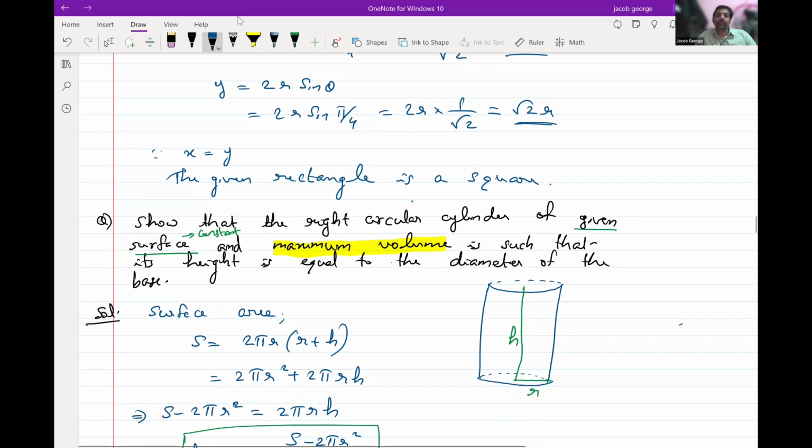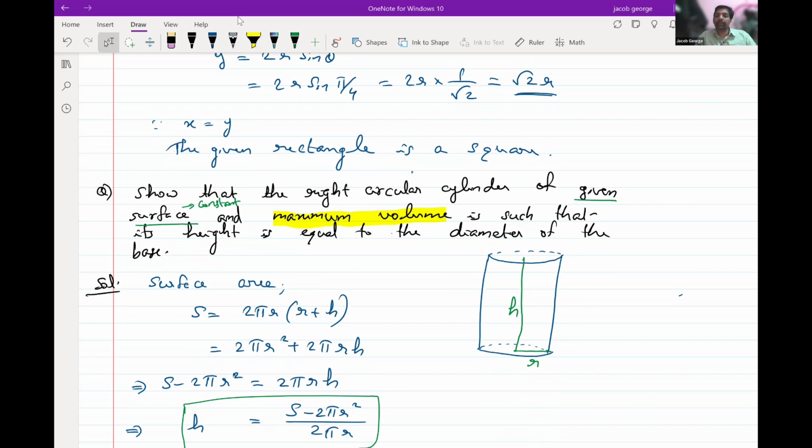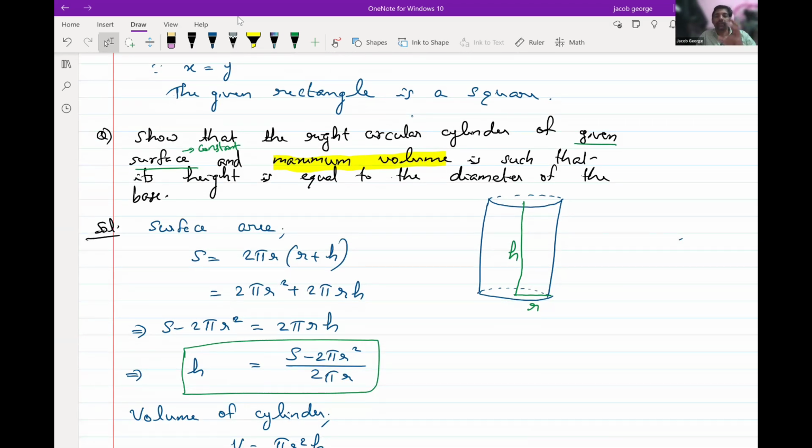So we open the bracket. Here s is a constant and we are trying to write h in terms of s, the constant. So I open the bracket, 2 pi r square plus 2 pi r h. Then I transpose 2 pi r square to the left side. S minus 2 pi r square is 2 pi r h. From there, we find h. So this is the step of writing h in terms of s and r. Surface area s is a constant, because of given surface area. Is it clear till this step?